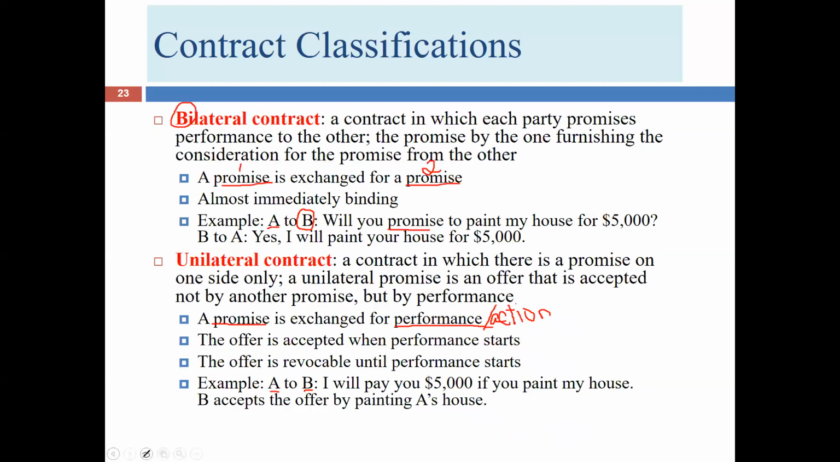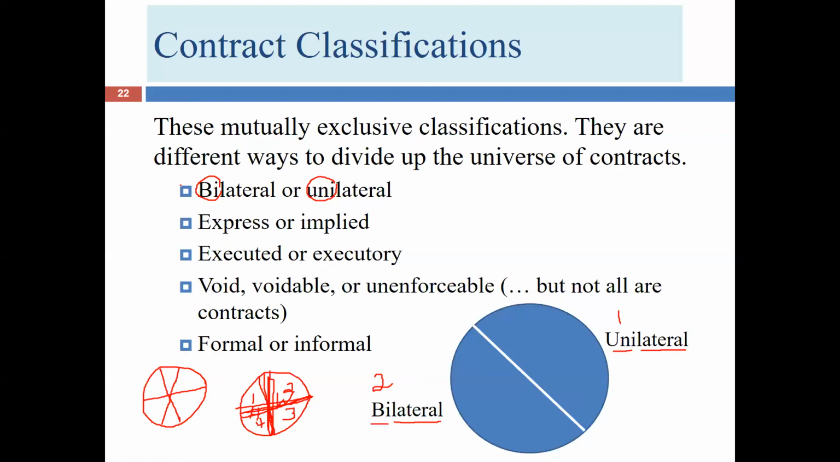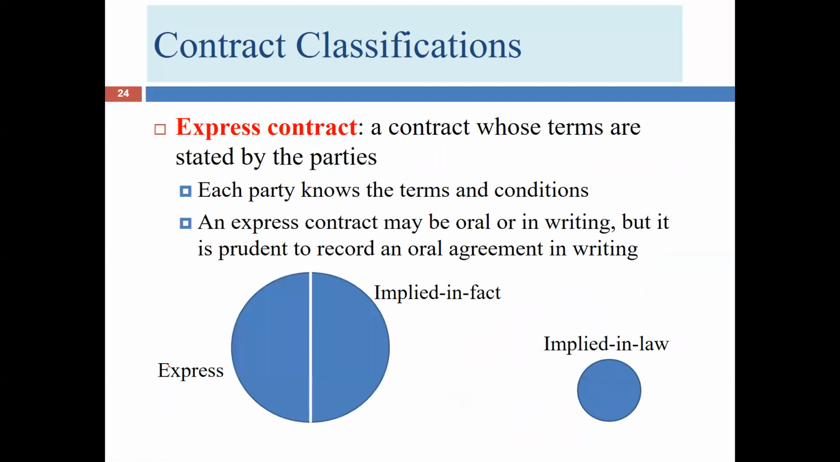So now we're going to go to our next category. We've covered bilateral versus unilateral. Now we're going to look at express versus implied. So what is an express contract? Your first thought might be, or at least my first thought would be, well, we're talking about written contracts now, right? It's express, it's written, it's inked paper.